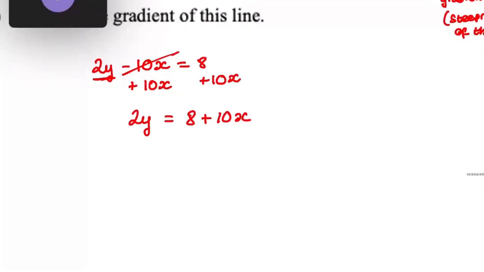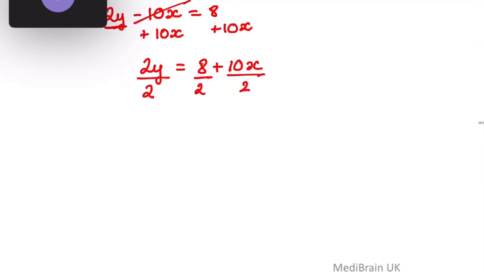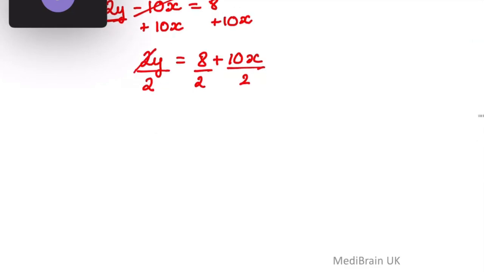Okay, now we just want y on this side, so we don't want the 2. The 2 is being multiplied to the y, so to get rid of that multiply by 2, we're going to divide by 2, and whatever we do to one side, we must do the same to the other side. So we're going to divide this number by 2 and this by 2 as well. So now that's going to get rid of this 2 on that side. So we're left with just y on this side. 8 divided by 2 is 4. And then 10 divided by 2 is 5. So it's 4 plus 5x.